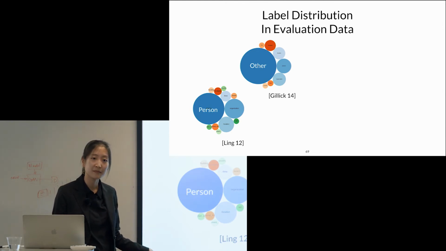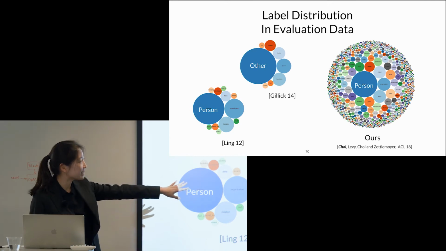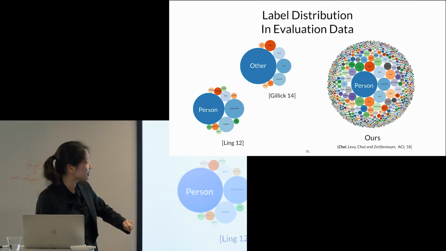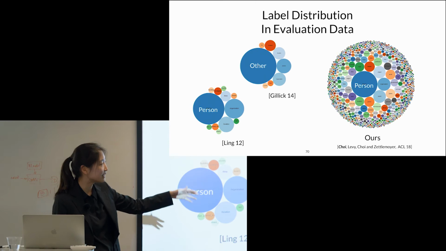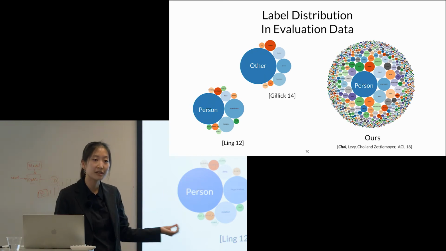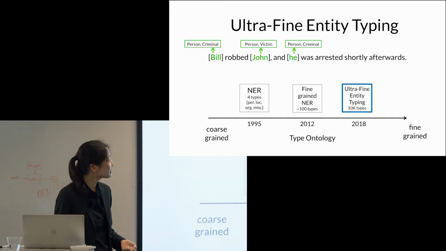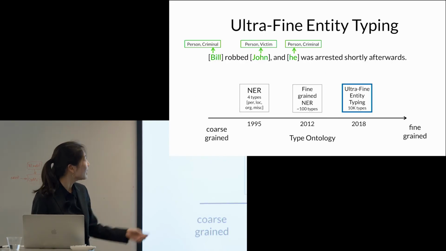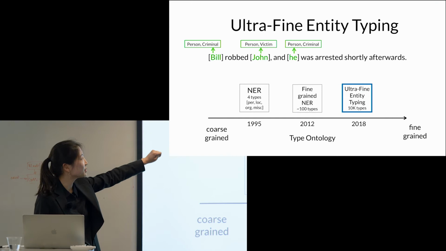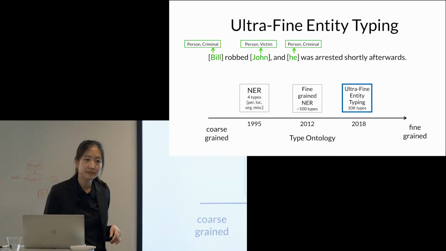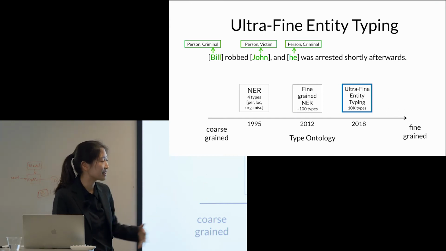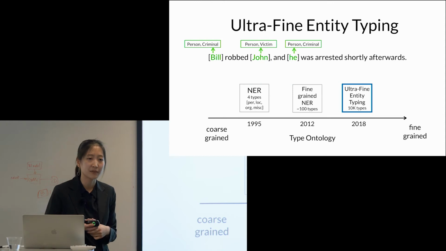So this is a new dataset that we collected. I'm going to talk a little bit about the collection methods, and you could see that this dataset is much more diverse, really capturing the fine-grained labels about entities. So we call it ultra-fine entity typing, and now you can label Bill as a criminal and John as a victim. So here the space of answers is the 10,000 most commonly occurring nouns in Wikipedia and news articles.